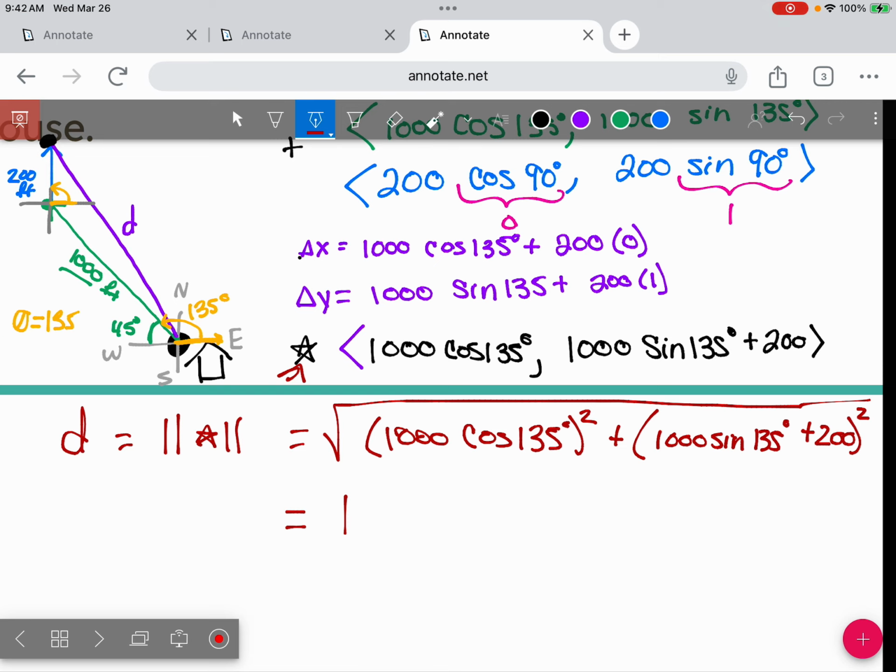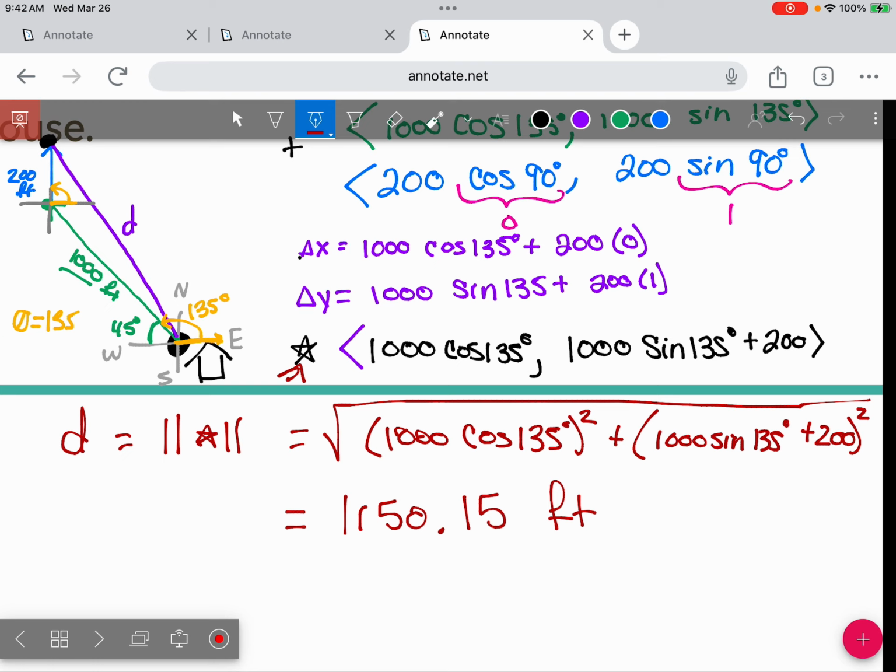Yep, 1,150.15 based on where we round. Feet. So she is 1,150.15 feet from her house right now. That's the distance. That is distance D.